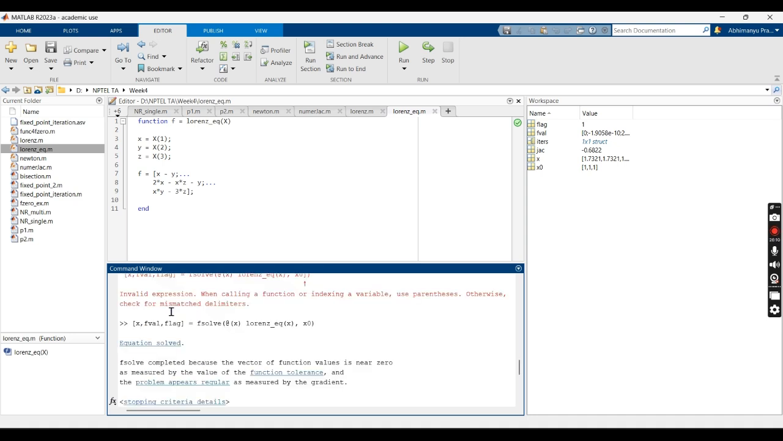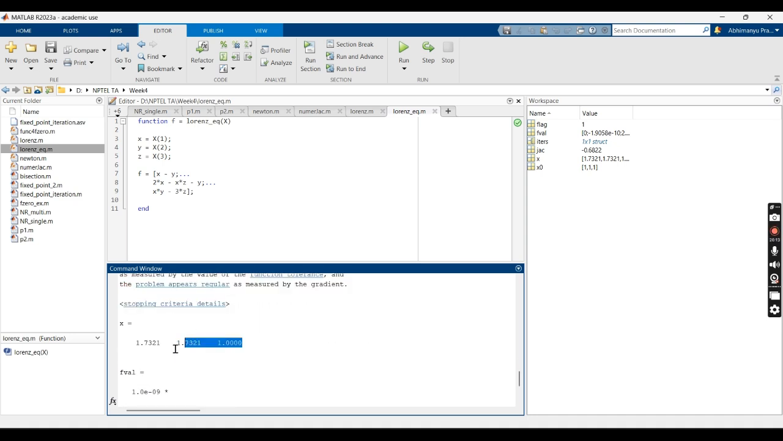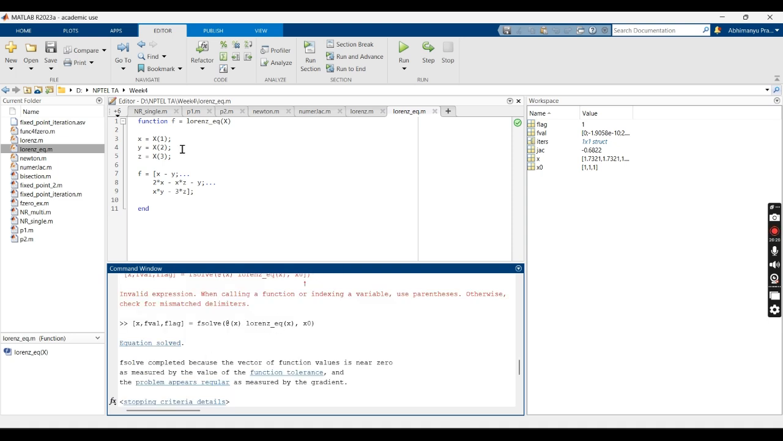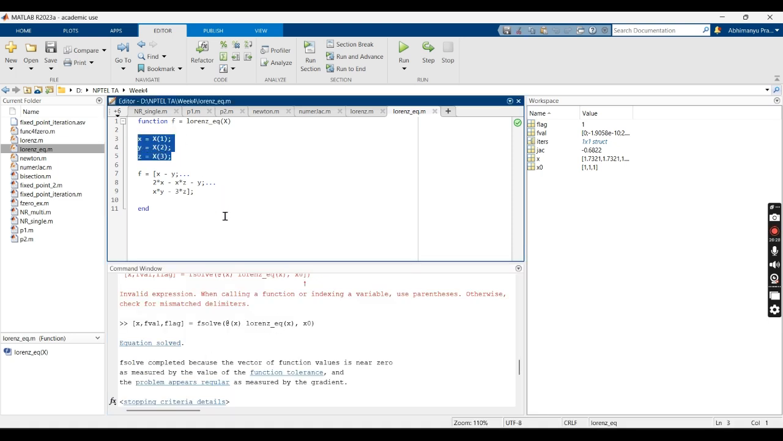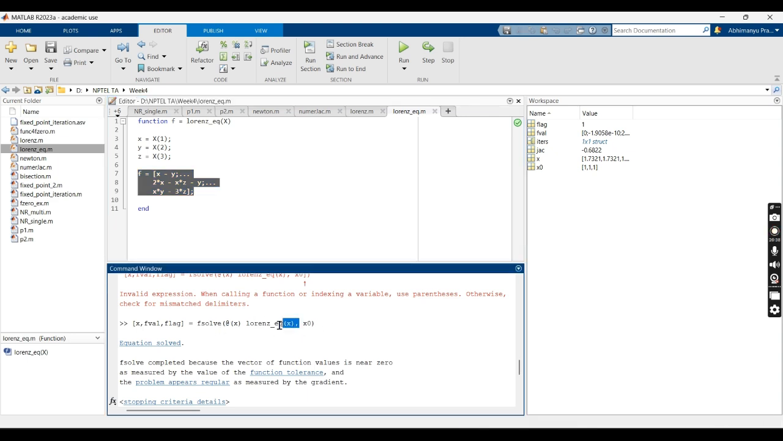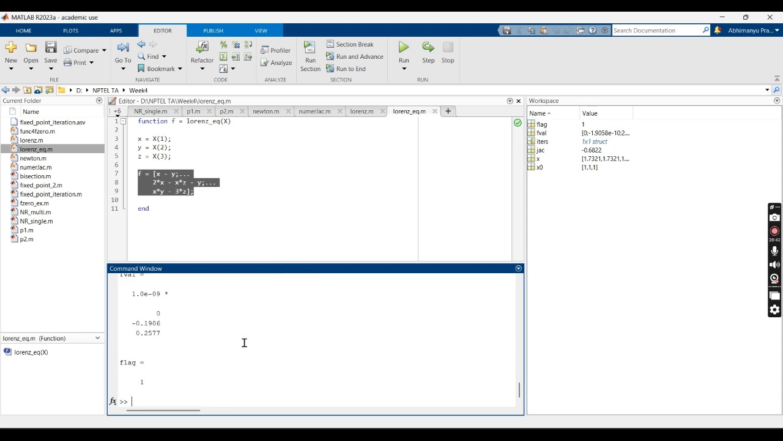So flag is 1, fval is close to 0, and we get this solution root 3, and 1. So we can see that our evaluated function is close to 0. It's 1e-9 basically, right? So we just need to create a function handle like this, give the function handle as input to fsolve, along with the initial condition, and fsolve takes care of the rest.